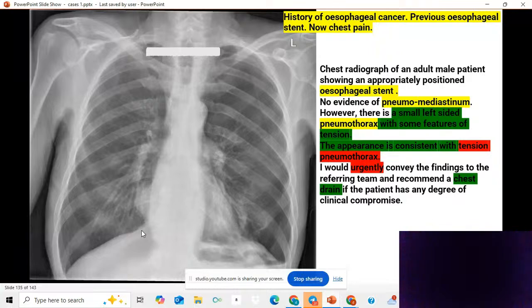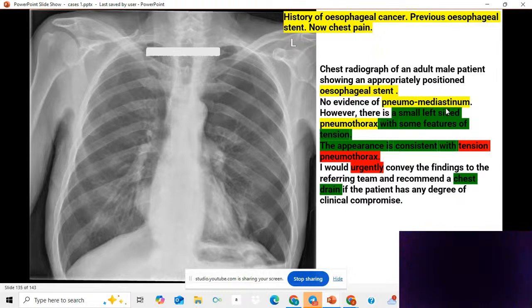No evidence of pneumomediastinum. However, the second thing you need to look for is pneumothorax. In this case, however, there is a small left-sided pneumothorax. This is the pneumothorax. This is the edge of the lung. And this is the pneumothorax.